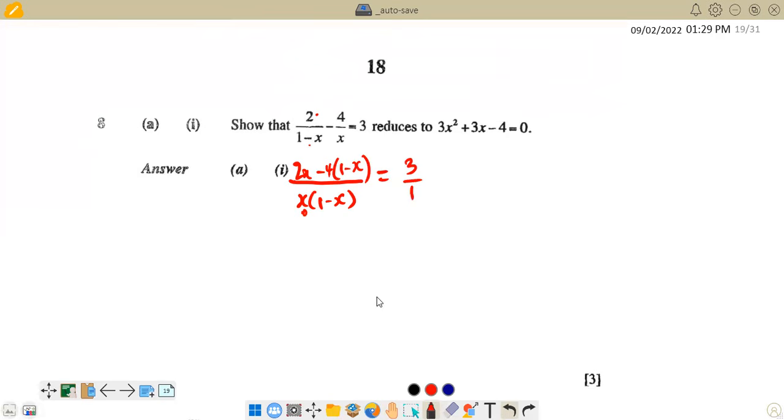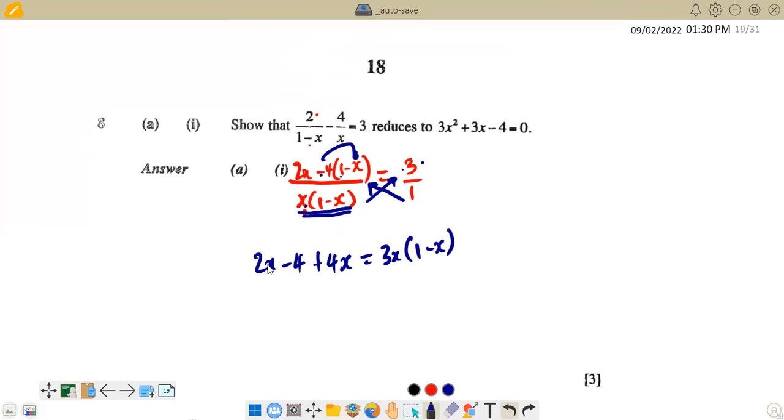Just write this 3 as 3 over 1, a fraction. So you can cross multiply here: the 1 multiplies this part, and the 3 multiplies that part. Since we're multiplying by 1, this part remains as it is: 2x minus 4 times 1, which is negative 4, minus 4 times x, which is a positive 4x, which is equal to, the 3 here is going to multiply this bracket. So it's 3 times this bracket, that is 3x into 1 minus x. That's what it means here.